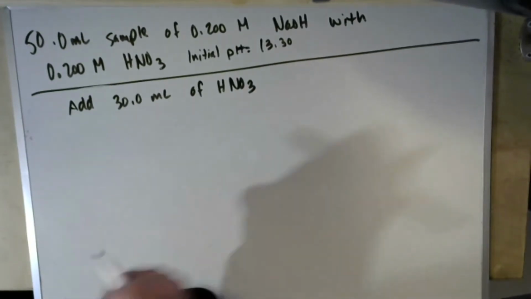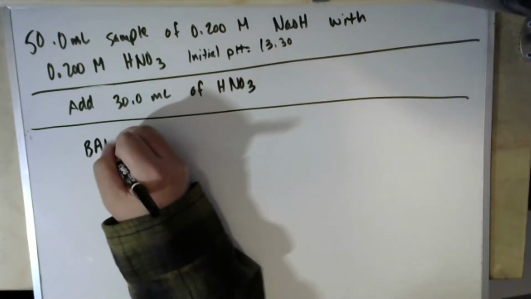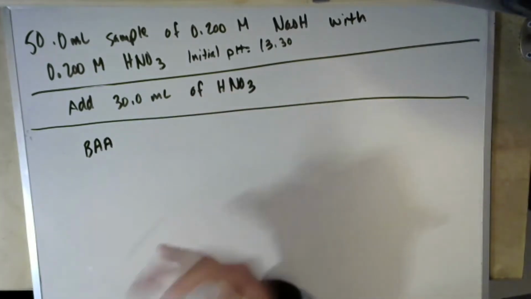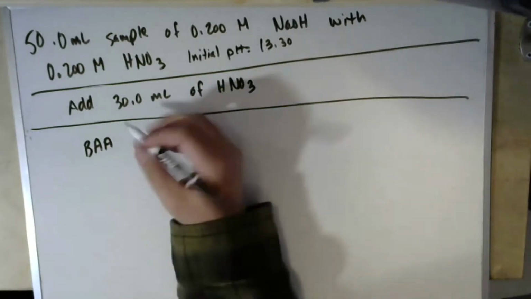The only thing that you need to do is maybe set up a BAR table for yourself so that you can keep track of how many moles of the acid and or base that you used up.